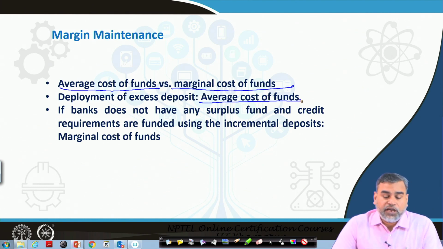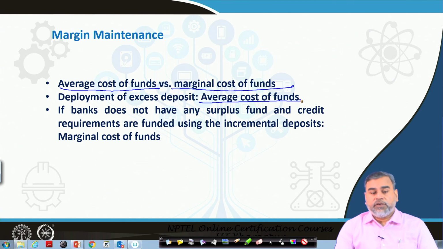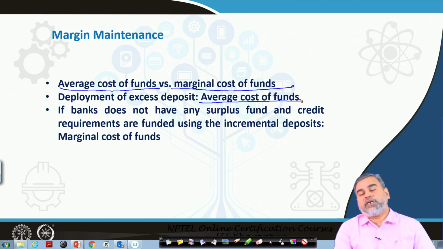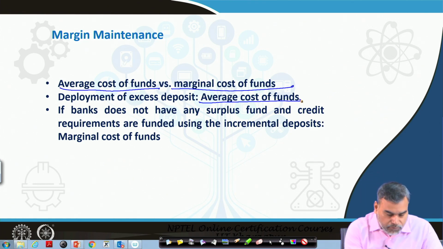If the bank does not have any surplus fund, and the extra credit requirements are funded using incremental deposits, and to create those incremental deposits they incur certain cost, then the marginal cost of funds approach will be used. So, that is the difference between the average cost of the funds and the marginal cost of the funds. First of all, we have to look at what kind of method or approach the bank is going to use to calculate the cost of the fund. This is the first step.